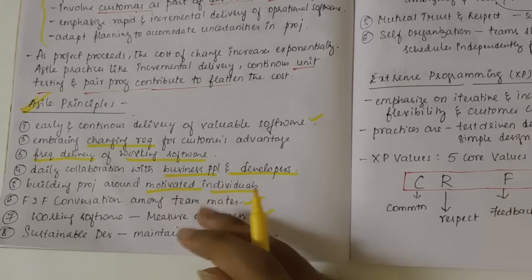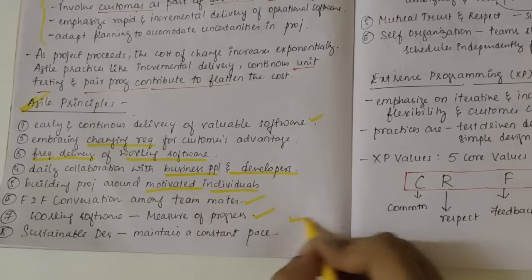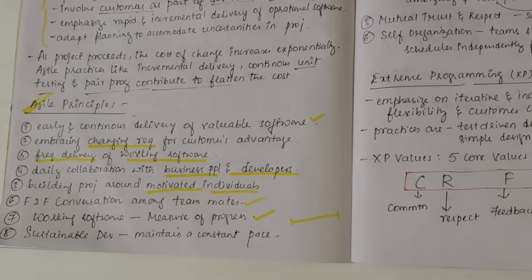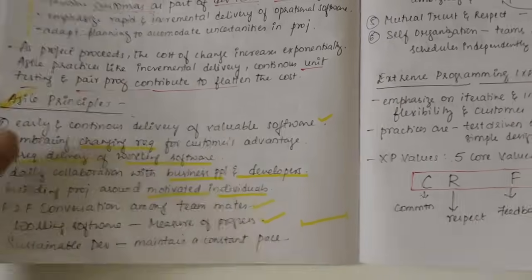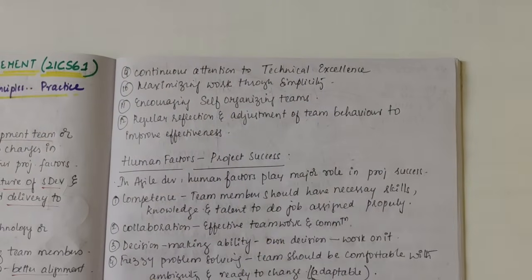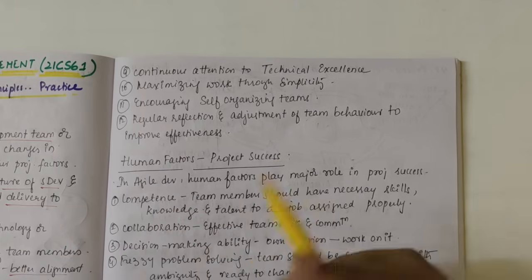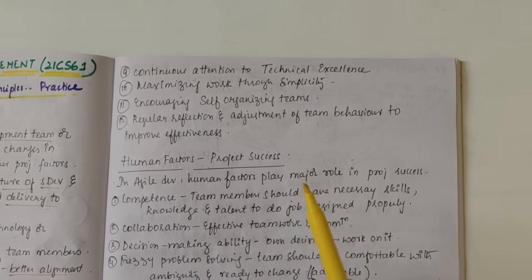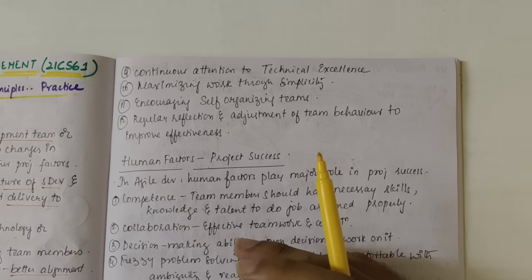Then we have working software. Working software is the primary measure of progress. If you have working software, it means that you have reached some extent of completion of your project. And then we have sustainable development, that is to maintain a constant pace. Then the ninth principle is continuous attention to technical excellence. So we should strive for technical excellence with each iteration, with each incremental delivery. We should make sure that the product is developed or advanced in the next incremental process.